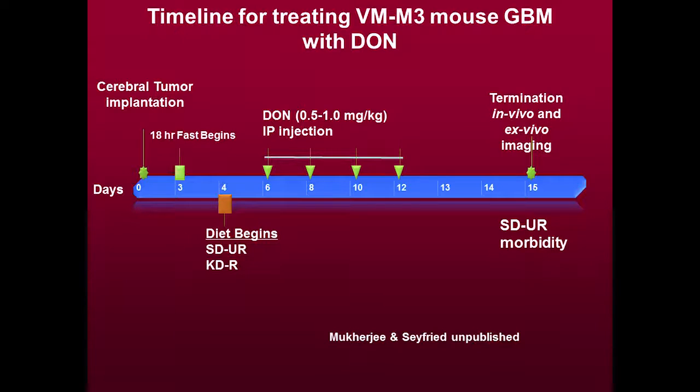Now we said, wow, why do we stop at 15? Because the guys chomping down on the high carbs are dying. They're starting to get morbid at 14, 15 days of age. That's how fast.